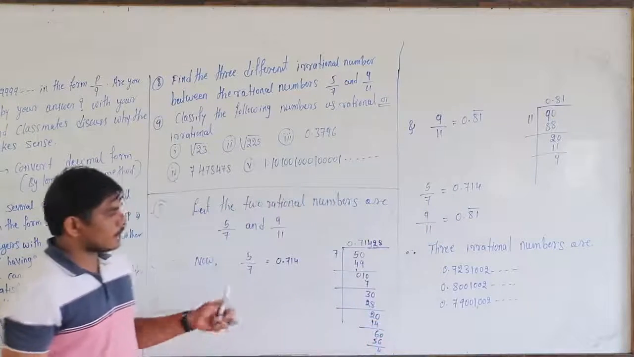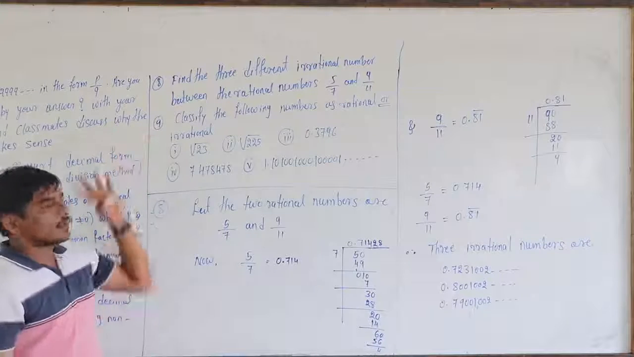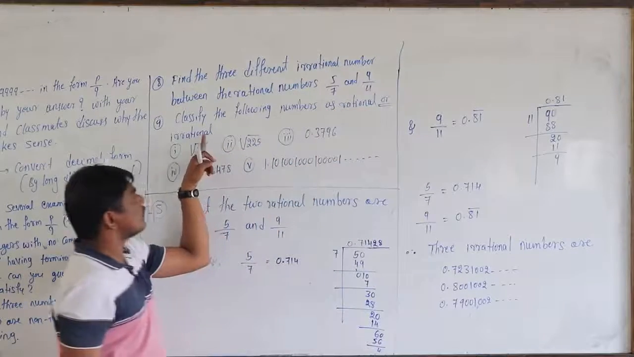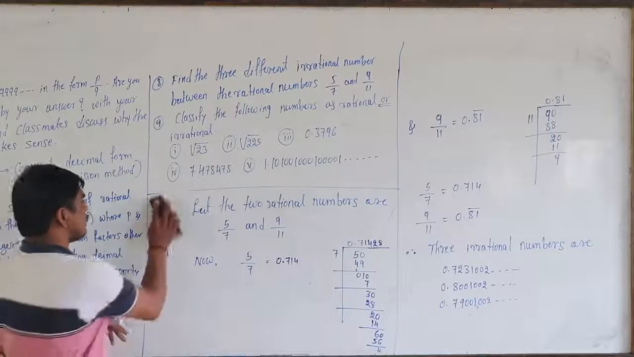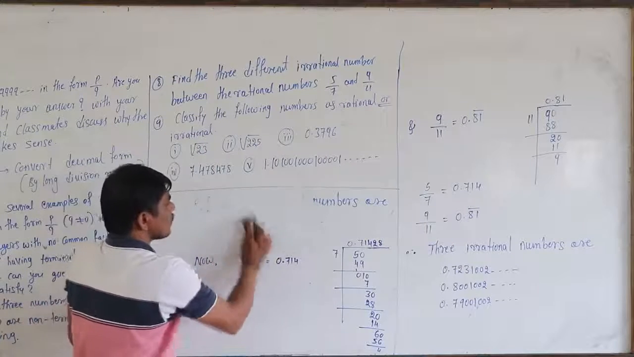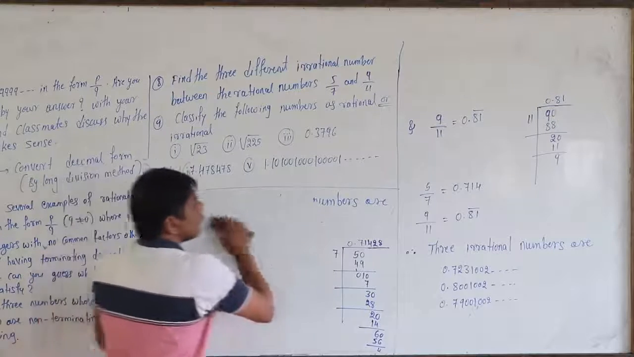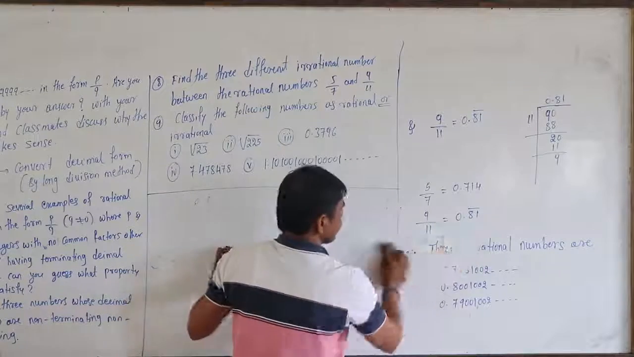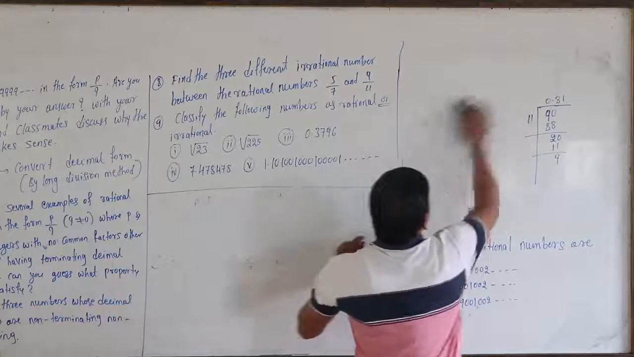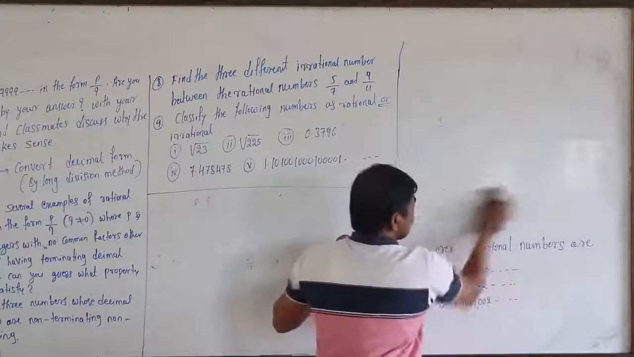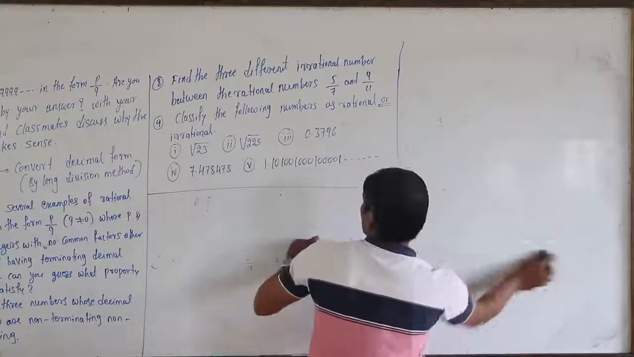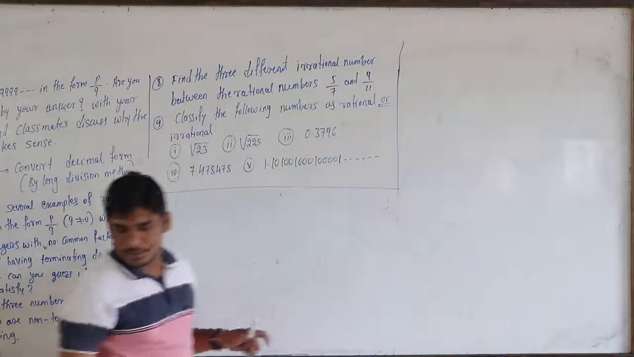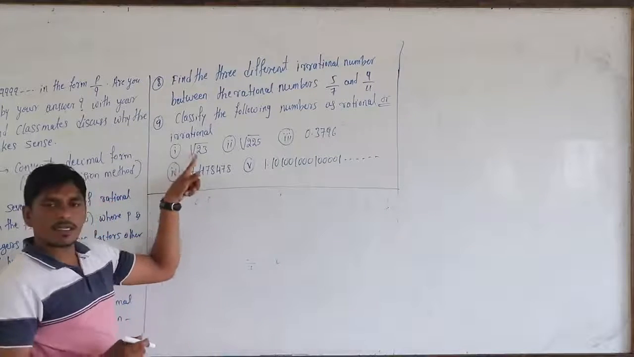And the next one, ninth question: classify the following numbers as rational or irrational. Here this is very simple, on the basis of definitions: terminating, non-terminating, rational numbers, irrational numbers. Based on definitions, we are identifying which type of numbers the given examples are. Now the first one is root 23. Root 23 we have already discussed. 23 is a prime number. You take the square root. This is an irrational number.